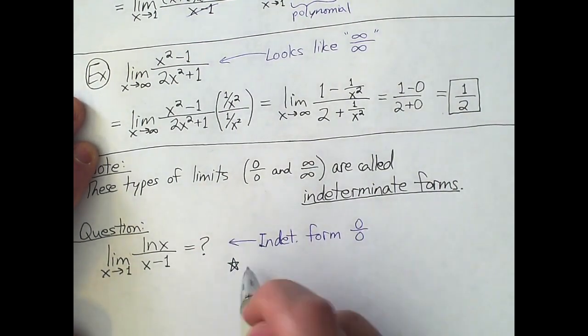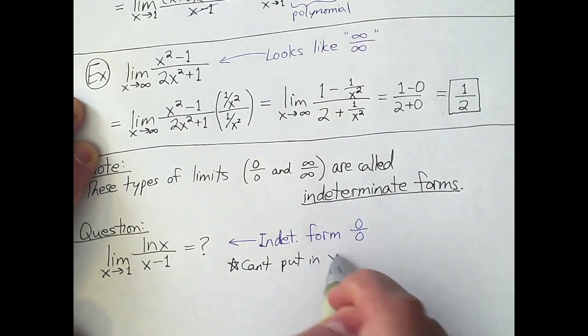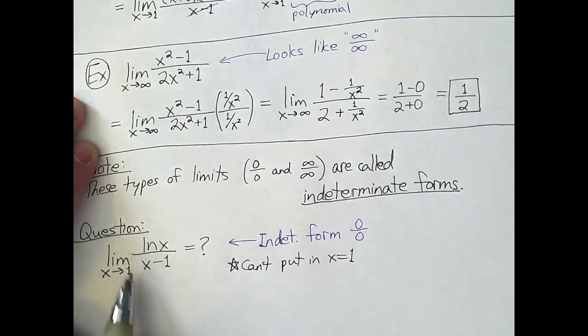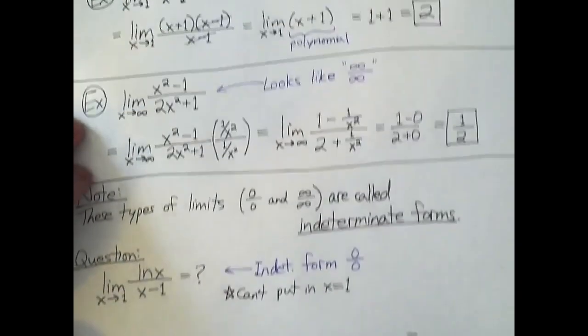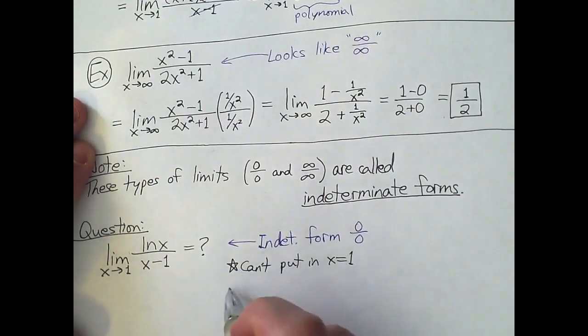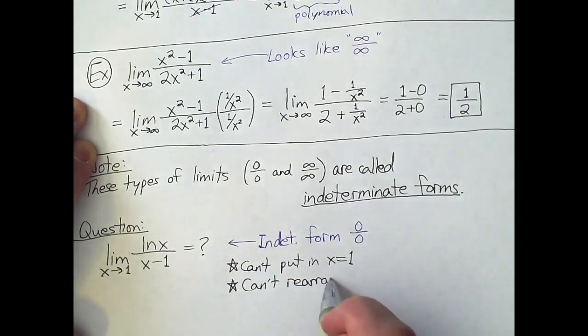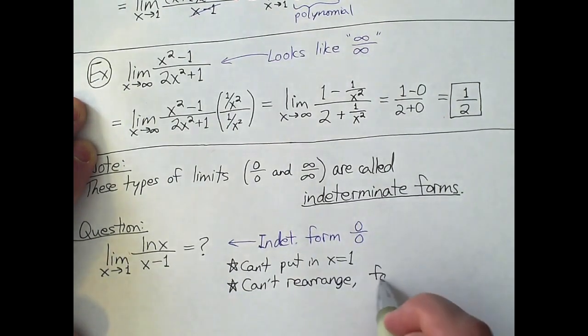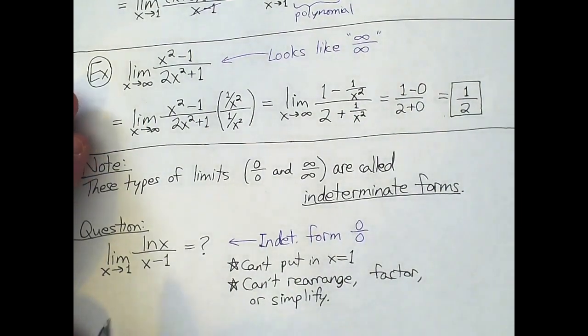How are we going to do it for this one, though? We can't just put in x equals 1. We know that. We would get 0 over 0, and we know that that doesn't work for ones like this. We don't just put 1 into the expression. However, with this problem, the issue is that we can't really rearrange, factor, or simplify. I don't see any kind of factoring or simplifying or algebra trick that's going to help us this time.